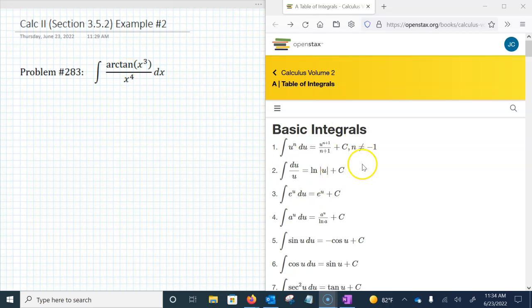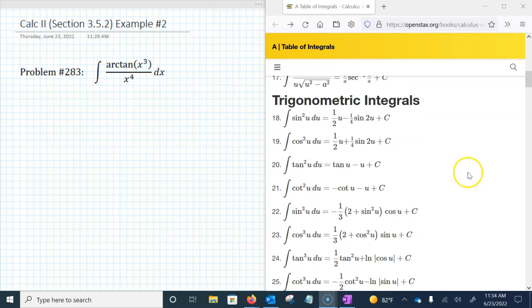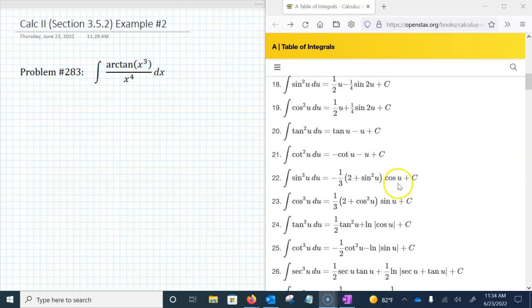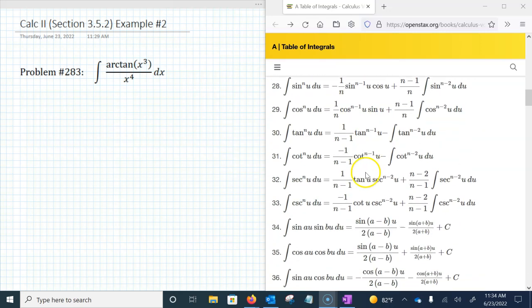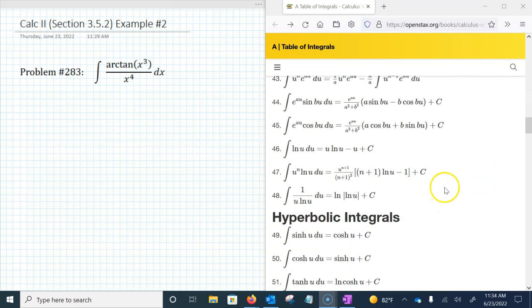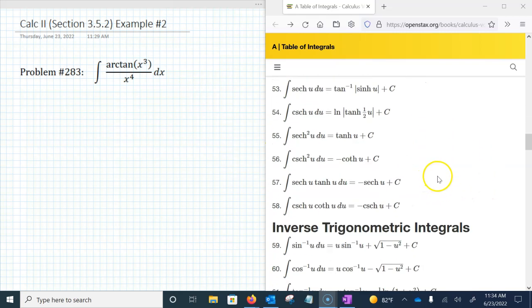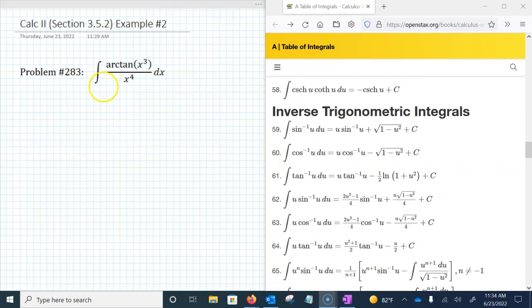And so I'm going to look in my basic integrals, nothing there. Keep scrolling down. Trigonometric integrals, well, they don't involve inverse trig functions, so keep scrolling. Exponential and logarithm integrals, keep scrolling. Hyperbolic integrals, well, these aren't hyperbolic trig functions. Inverse trig functions, there we go. So this is inverse tangent. So we'll look for inverse tangent of u.